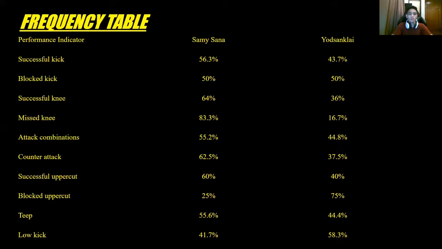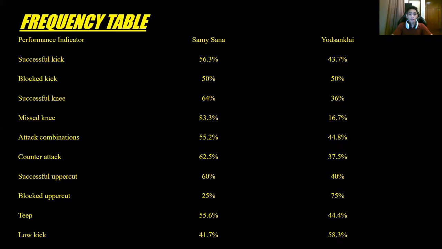So next we move to successful uppercut. In successful uppercut, Semi Sana is also higher than Yod Sang Klai, with 60% over 40%, because Semi Sana uses it within combos of punches and kicks. That breaks Yod Sang Klai's defense and hits him directly with most of his uppercuts.